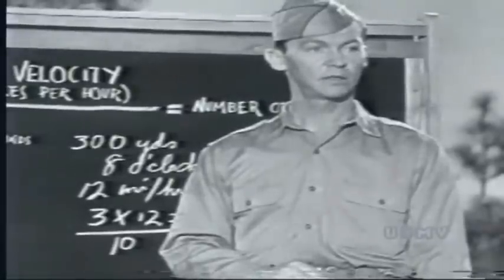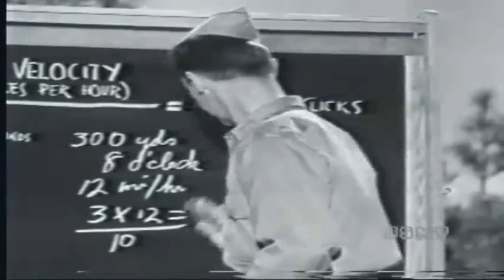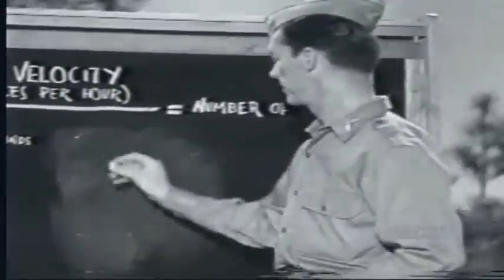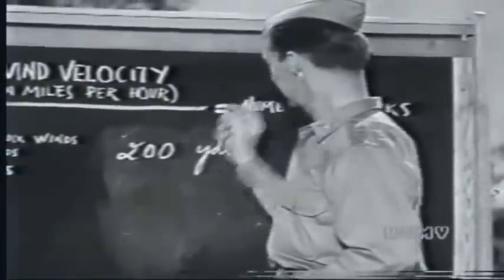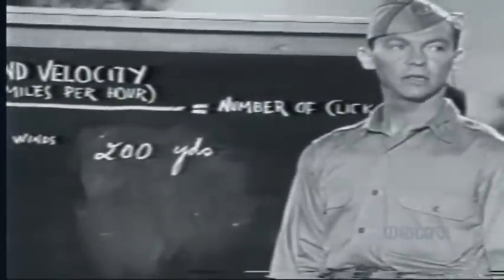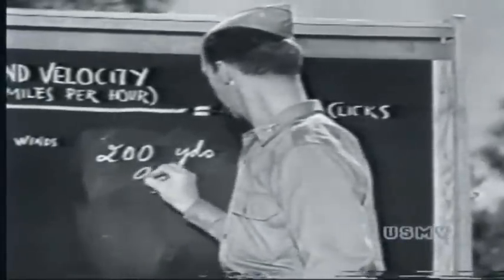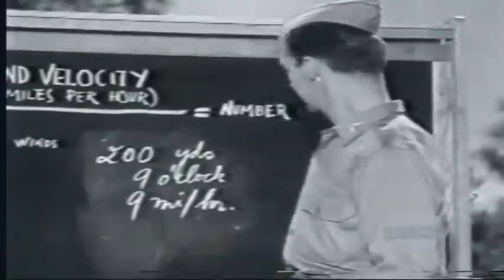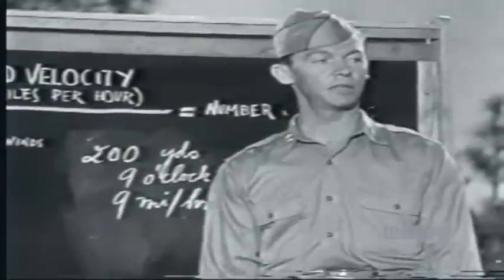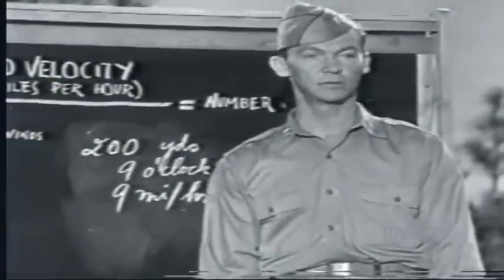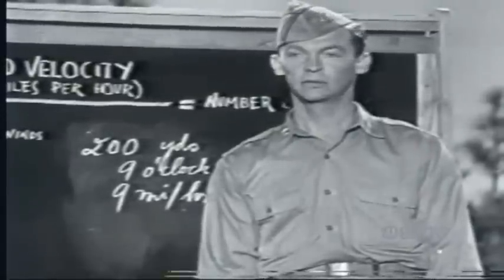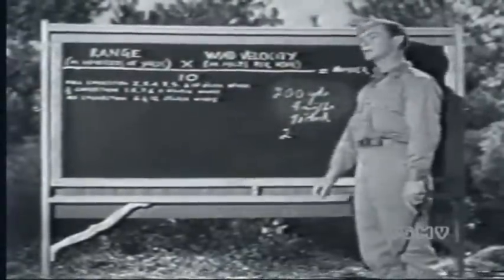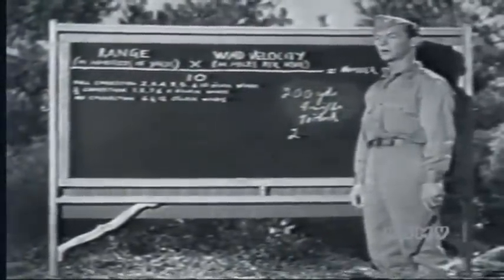All right. Let's see if you can work it out. Range 200 yards. Your wind's a 9 o'clock wind and an estimated speed of 9 miles per hour. Now, how are you going to work out the number of clicks of windage? I'll write it down. You tell me what to do. Range 200. What shall I put down? Tobin? 2, sir. Right. Your wind's from 9 o'clock. You estimated speed at 9 miles per hour. What do I put down?